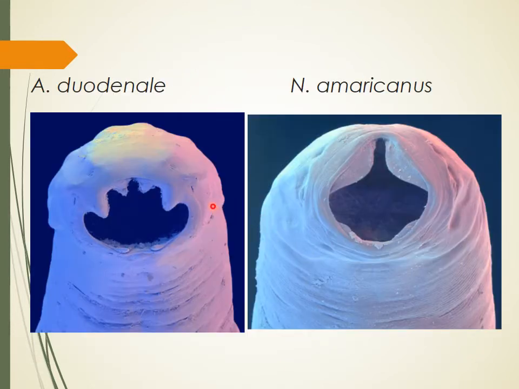There is a slight difference in the mouth of both worms. In Ancylostoma duodenale, there are two pairs of teeth on the upper side of the mouth, while in Necator americanus there are cutting plates. There are a few other differences too. You can refer to a textbook for the detailed differences between Ancylostoma duodenale and Necator americanus.